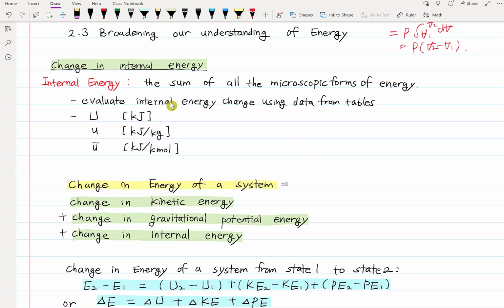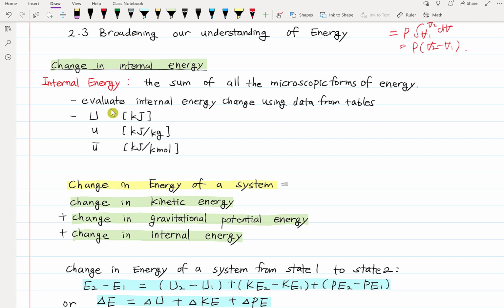Section 2.3, broadening our understanding of energy. So I'm going to introduce the concept of internal energy. It is the sum of all the microscopic forms of energy. So take a look at the system at the molecular level. So molecules have kinetic energies and potential energies, and trillions of molecules are bouncing around randomly in all directions. So the electrons also rotate about the nucleus, and internal energy also includes the chemical energy of molecules and nuclear energy with the nucleus of the atom itself.